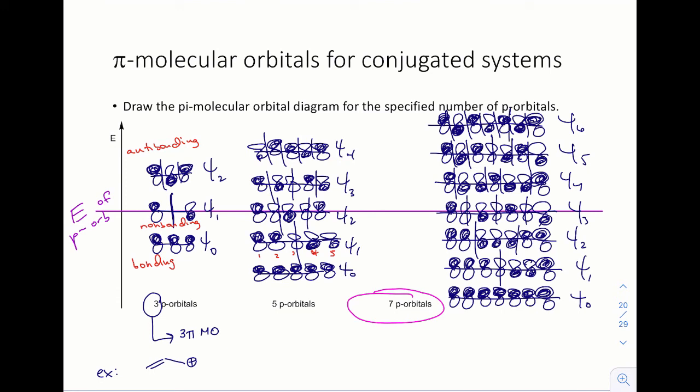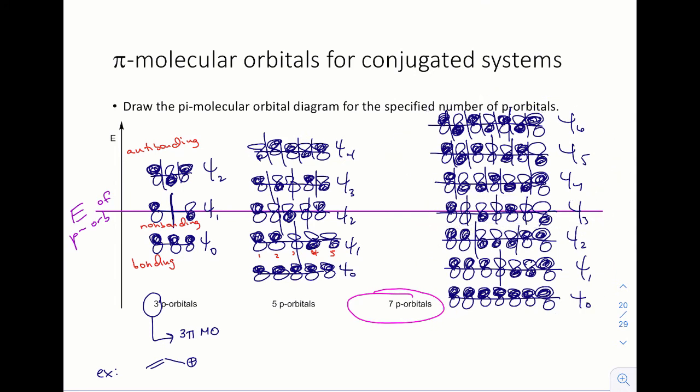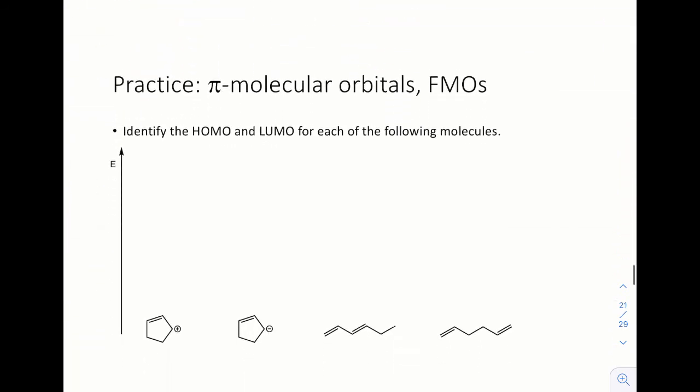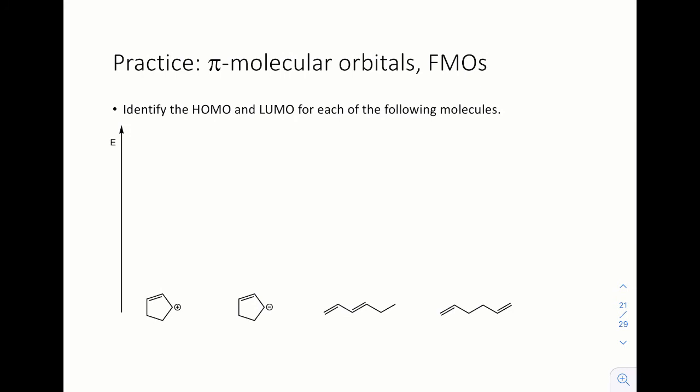All right, we did it. Psi0 through 2, bonding. Psi3, non-bonding. The rest of them, anti-bonding. Well, given all of our hard work, now we're able to identify the HOMOs and LUMOs for each of these molecules.